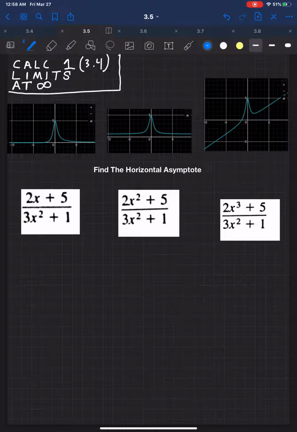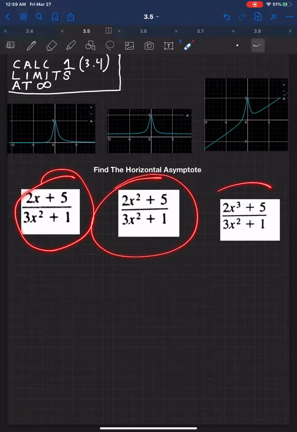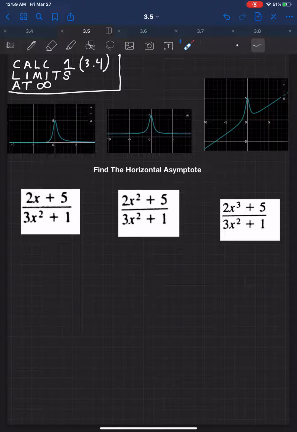So what I have is 3 functions, and we're going to find the horizontal asymptotes of each of them. Now, I've already produced the graphs up here, but we'll get back to that in just a second. We're going to pretend that this is precalculus for just a second.